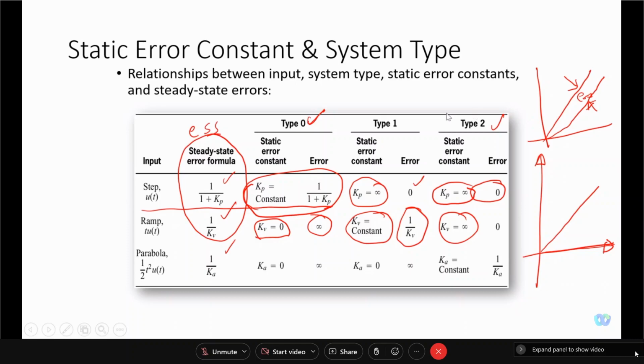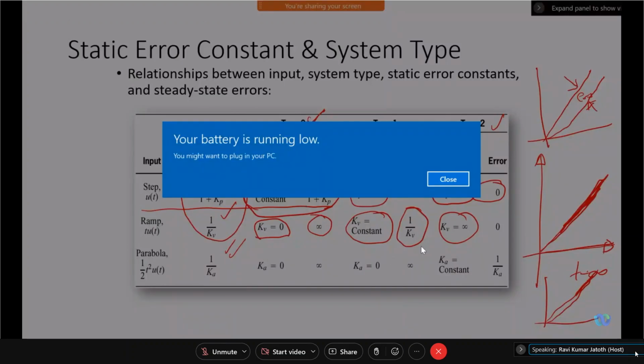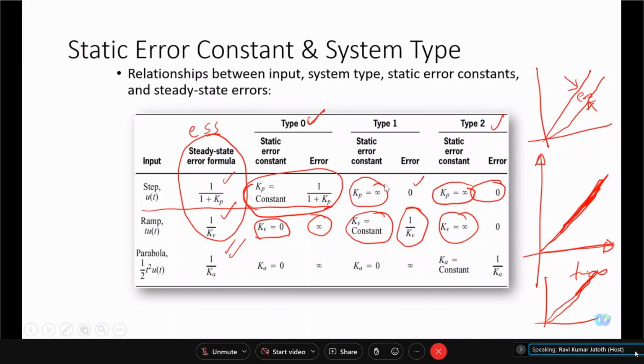When Kv is infinity and the error is 0, your output will follow the input, meaning there is no error between input and output as t tends to infinity. Similarly, for parabolic input the steady state error is 1 by Ka, and for a type 0 system we may take Ka as 0. It's not a big issue. And then the error is infinity.